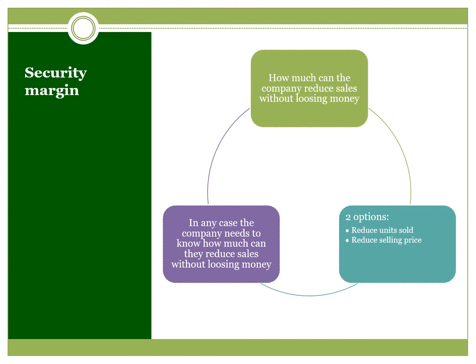We're going to learn now another concept that is related to the break-even point, and this is security margin. Security margin tells us how much the company can reduce sales without losing money. So there are two main reasons that can cause this sales reduction. It could be reducing the number of units sold or reducing the selling price.